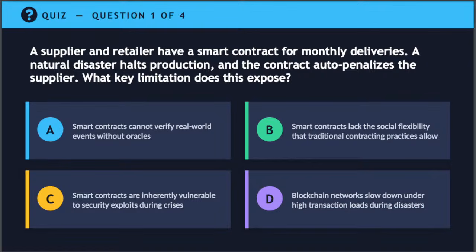So, anyone in the chat there wants to take a stab at question 1. Supplier and retailer have a smart contract for monthly deliveries, but a natural disaster halts production for the seller here, and the contract auto penalizes that supplier because he wasn't delivering. What key limitation does it expose? Is it that the smart contracts cannot verify real-world events without the oracles? Or B, smart contracts lack the social flexibility that traditional contracting practices allow? Or C, smart contracts are inherently vulnerable to security exploits?